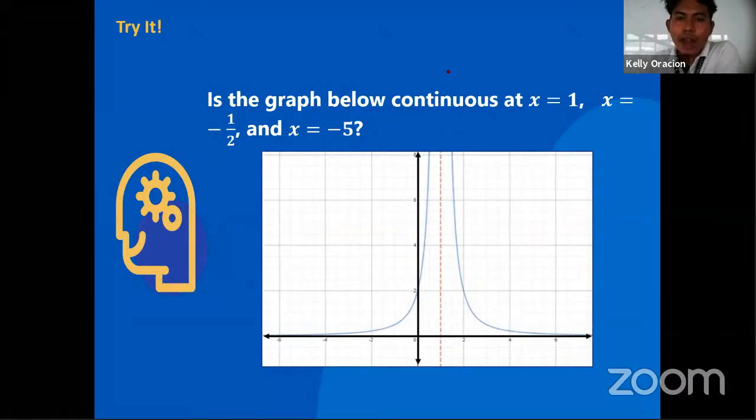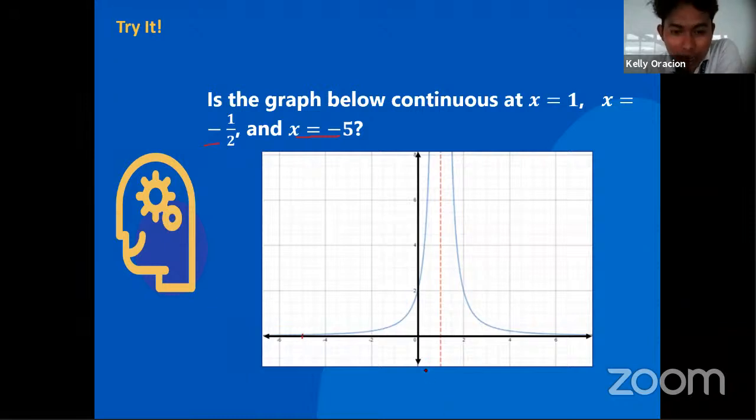So, the graph is continuous at what point? It is continuous at x is -1/2 and -5. Try to check -5. Here is the point of its graph, and you can't see any hole there. The -1/2 is here, and this point also has no hole. So that means they are continuous at -1/2 and at -5.